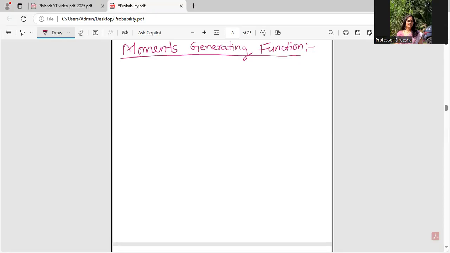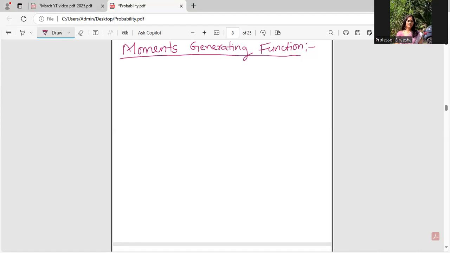While calculating all these measures of central tendency and dispersion, the mean, variance, skewness, and kurtosis, I'll be using all the moments. Especially the first four moments will be used in the formulae for skewness and kurtosis, along with mean and variance. So I should know what exactly generates these moments.